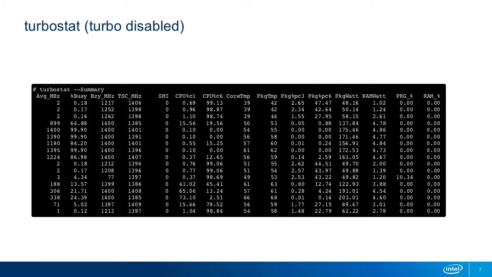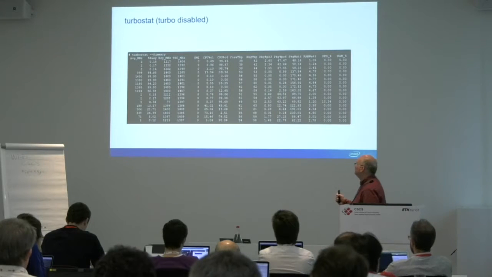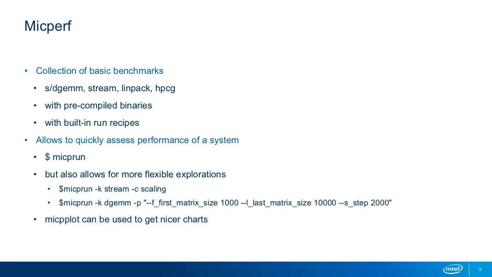So this is to compare it with the previous slide. On the previous slide, we saw that there are frequencies above the 1.4 gigahertz, but here you see in the column of the frequency only frequency up to 1.4 gigahertz because turbo is here disabled. So you can check here that turbo is really disabled.